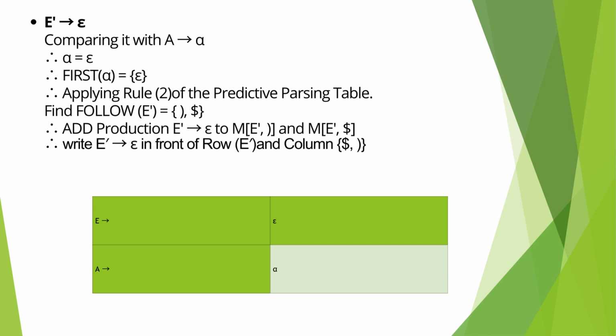The first step is comparing it with A tends to alpha. We will write the values of A and alpha also. So here alpha is epsilon, so first of alpha is equal to epsilon. Applying the rules of the parsing table, we will write follow, and then we'll add productions, and then we will write the production rules in front of rows and columns.